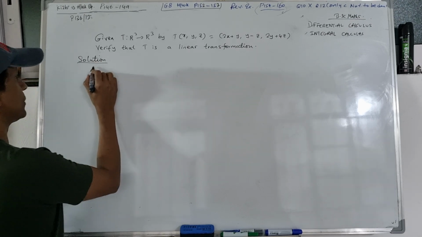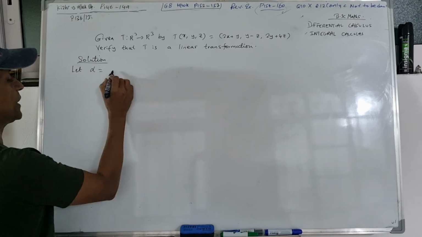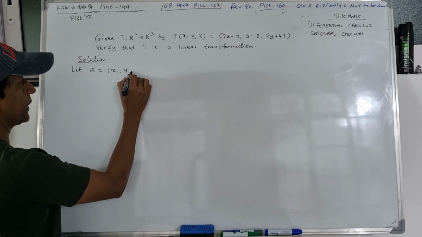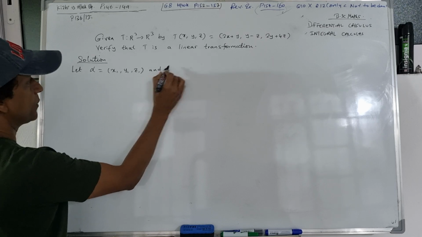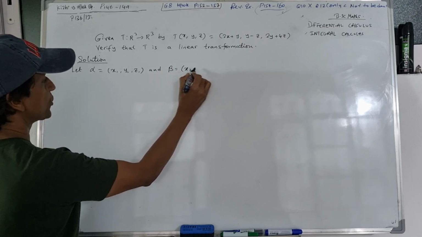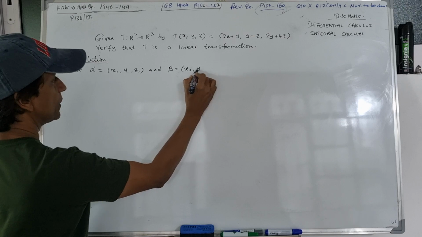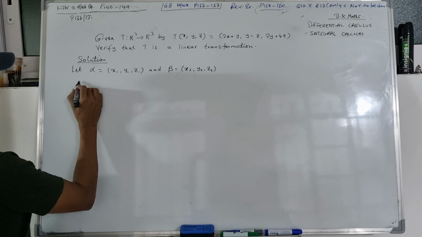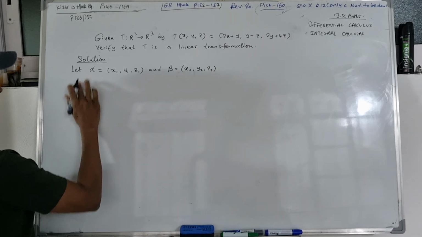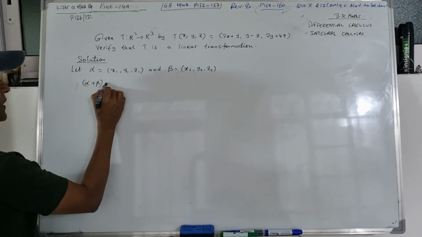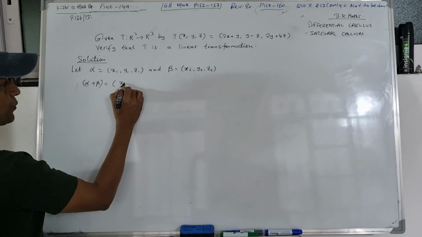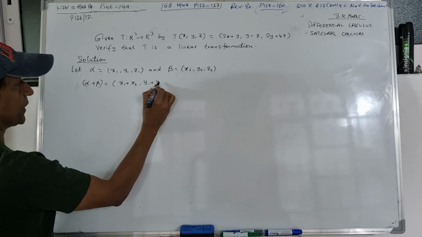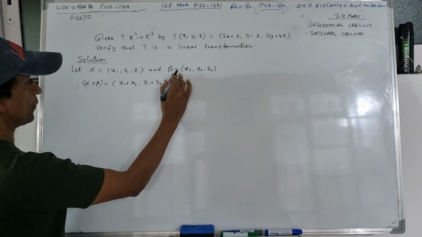Okay, so I'm going to let alpha be a vector in R3, which is (x1, y1, z1), and beta is equal to (x2, y2, z2). The first thing I'm going to do is try the transformation on alpha plus beta. So if I have alpha plus beta, I'm going to get (x1 plus x2, y1 plus y2, z1 plus z2).